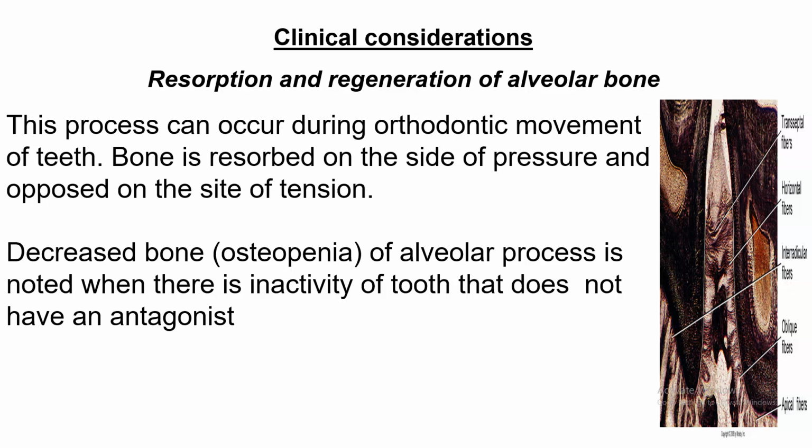What are the clinical considerations that you can take into your clinic? The most important one is the resorption and regeneration of the alveolar bone. This process can occur during the orthodontic movement of the teeth. Bone is resorbed on the side of pressure, and deposition and apposition occur on the side of tension.